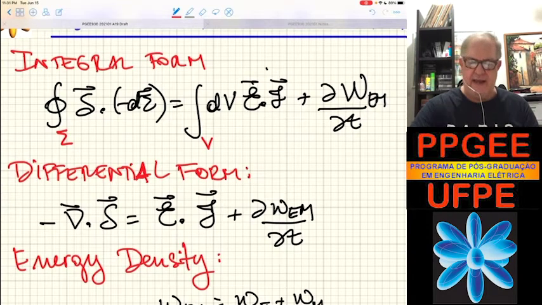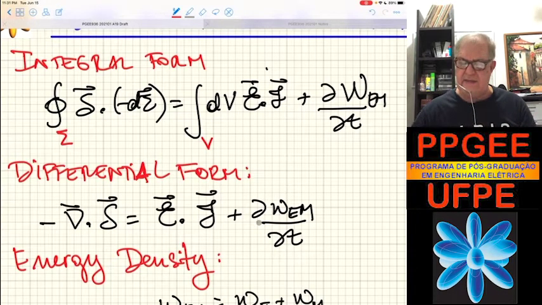It's just going back, just change that through Gauss's theorem. We're going to have the divergence of S. Then we have volumes here, right? This is a volume integral, so we're going to have only the densities. The minus divergence of S equals E dot J plus the time rate of change of the energy density.